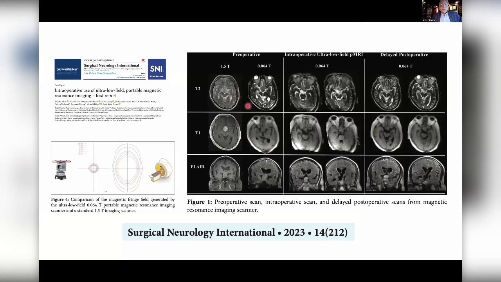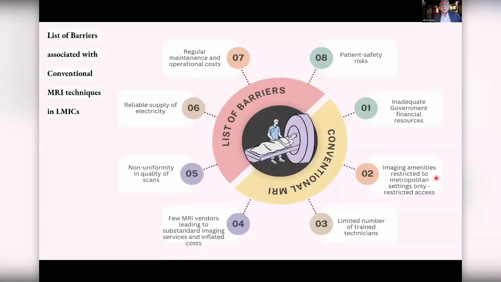So we have this preoperative tumor at 1.5 Tesla and 0.064 Tesla. Intraoperatively, we saw this image, and I was happy with this because I could not really do more than that. And then delayed post-op again, comparing, we see what we see in ultra low field MRI.